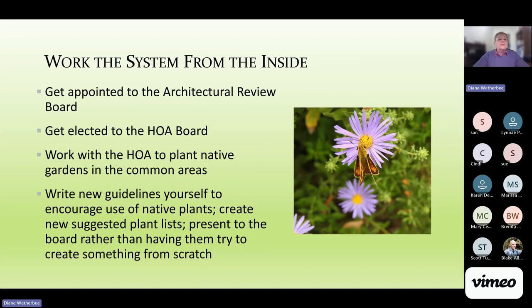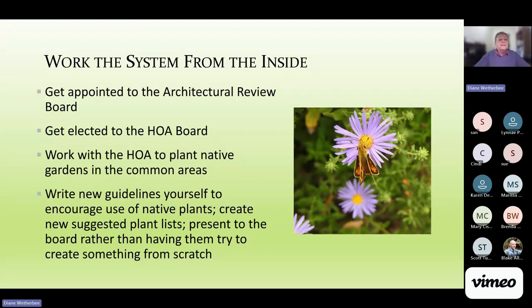So this is the approach I took. Work the system from the inside. Get appointed to the Architectural Review Board. I was appointed to the ARC kind of by accident, I guess. But when I was asked, Lantana was just starting an ARC that was resident run. And I jumped at the chance, mostly because I didn't want anybody telling me what to do. I wanted to have some say in the way that we approach this whole situation.